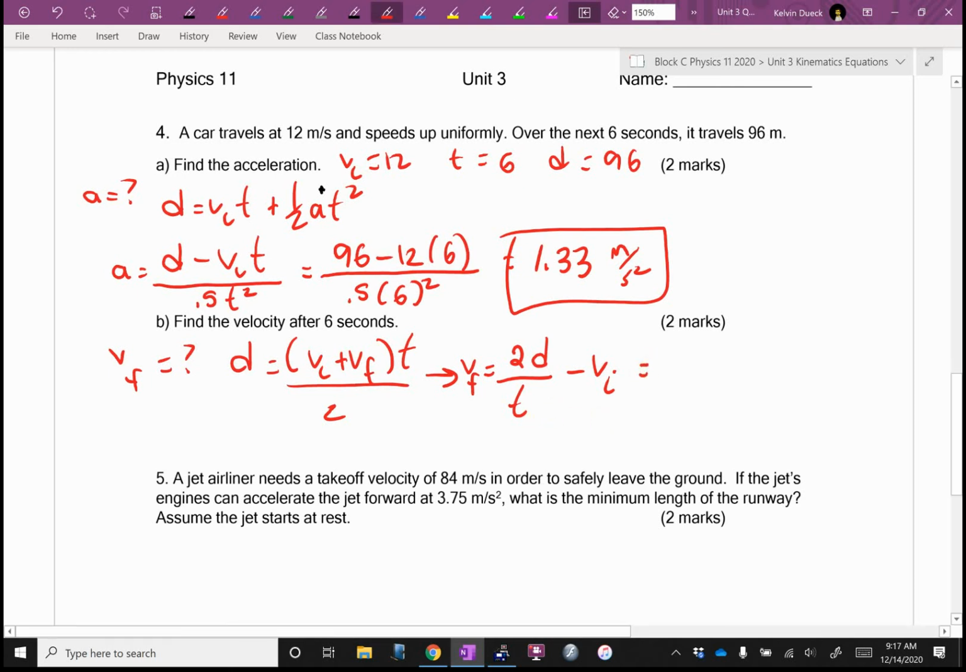You know what? I might be able to do this in my head. 2 times 96 divided by 6, minus 12. Maybe I can. It's going to be 96 divided by 3, which is going to be 32. Is it 20 even? Yeah. Yes.